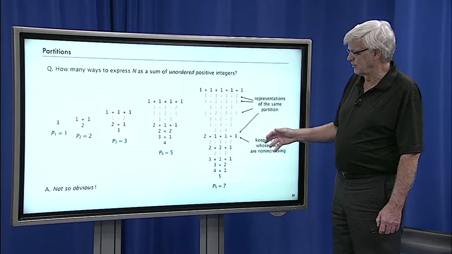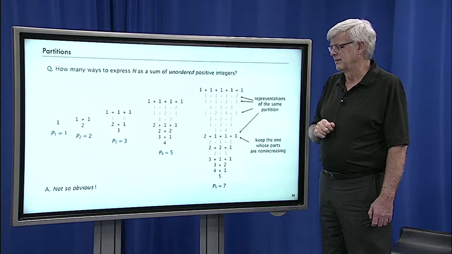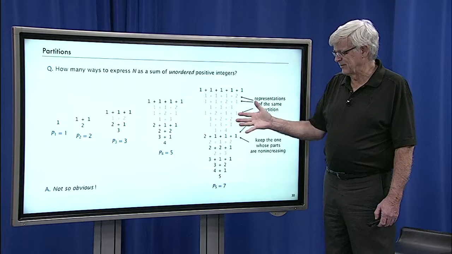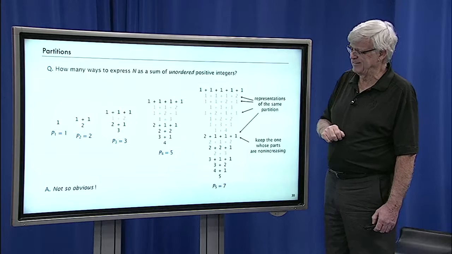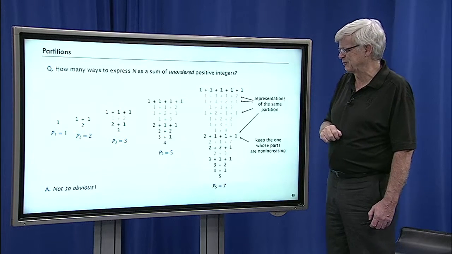Express n as a sum of unordered positive integers. It's not so obvious what the answer to this one is. I think you'll look at it, and you're not going to find the 2 to the n minus 1 pattern here.